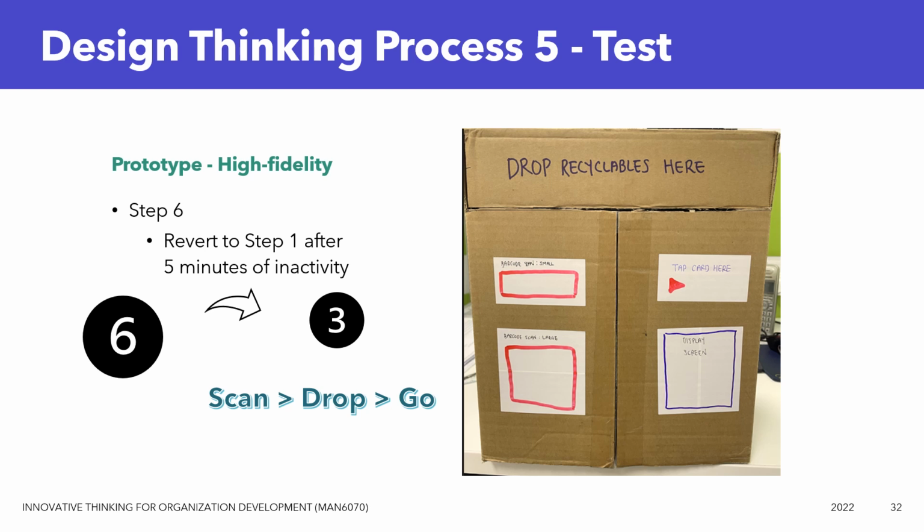When the recycling machine detects a period of 5 minutes of inactivity, the flap will lock again and revert to step 1. While it seems like there are 6 steps to this solution, the users themselves are actually only doing 3 steps, namely scan, drop, and go. A very simplified yet useful solution to tackle the problem statement of inconvenience.